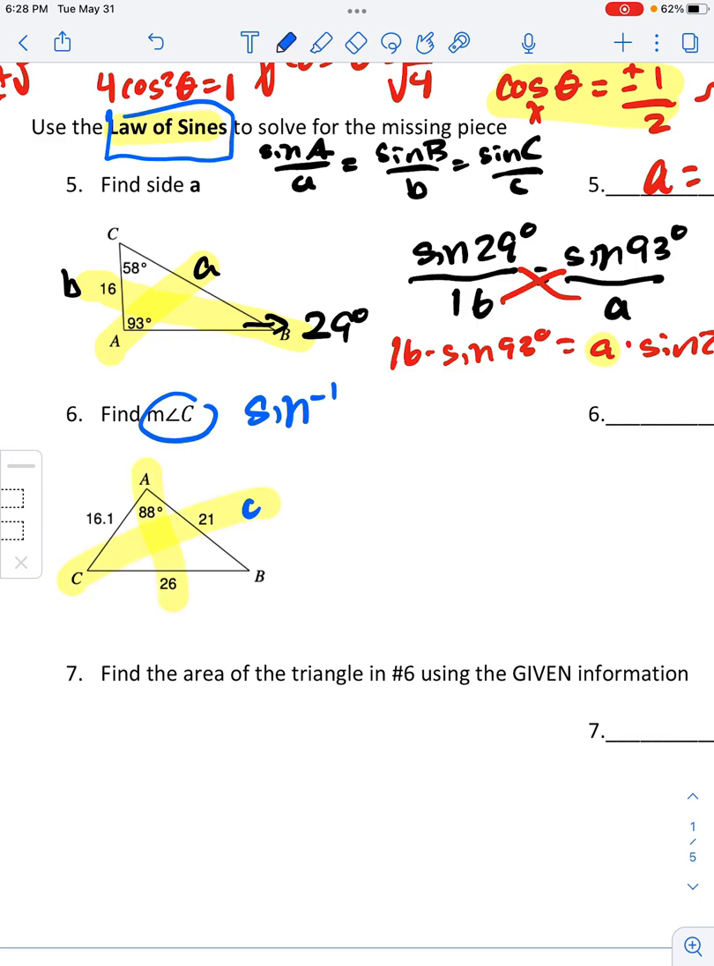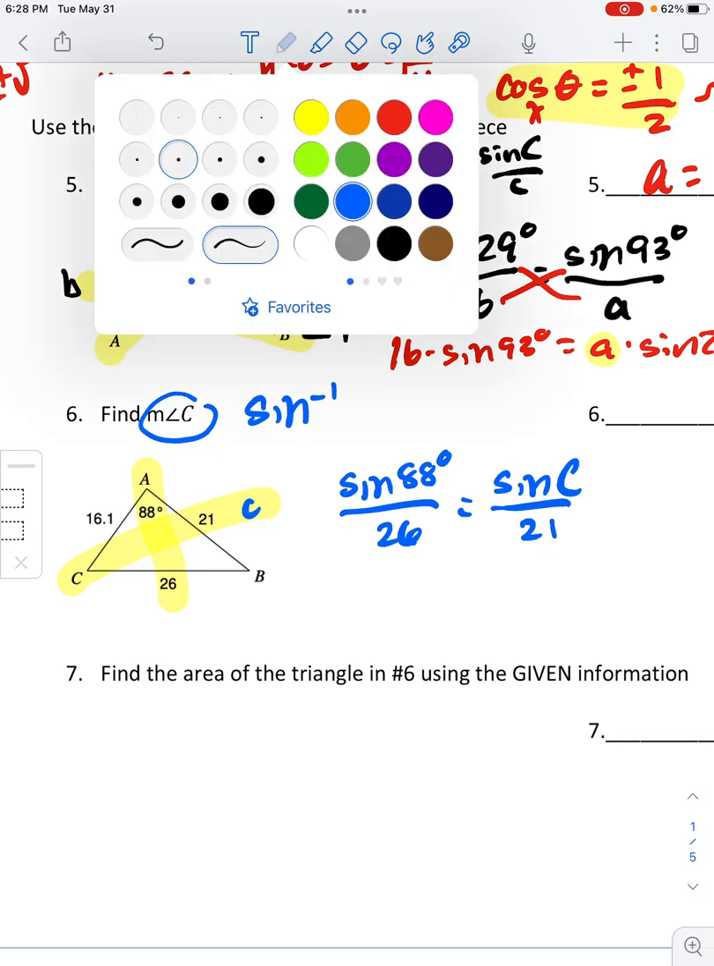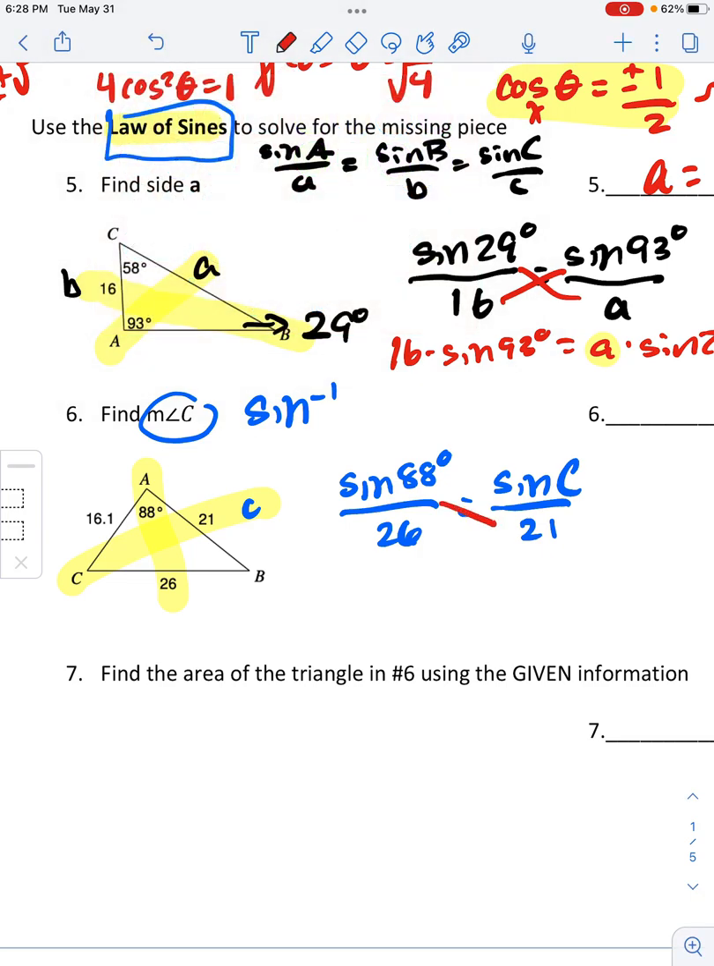All right. So I do know 88, I hope that says that, and that's over 26. And I do not know angle C. So here we go. I'm going to cross multiply here. So I'll have 21 times the sine of 88, and then that has to equal 26 times the sine of C. Well, I need the sine of C alone, so I'll ultimately divide these by 26.